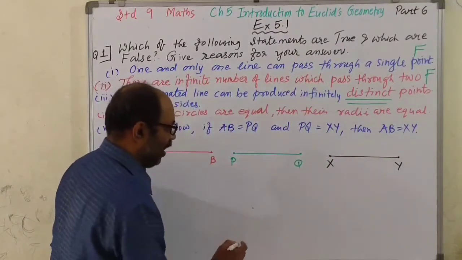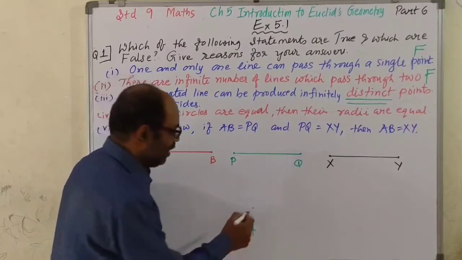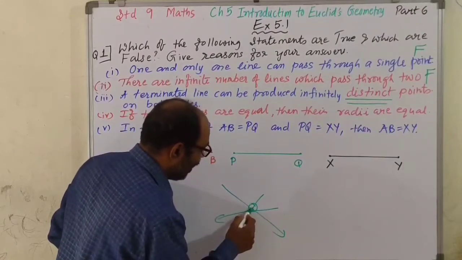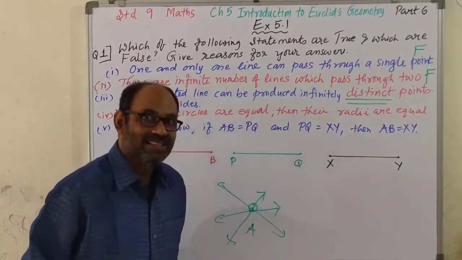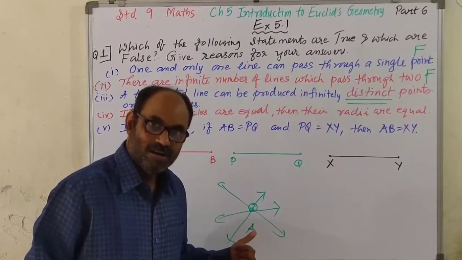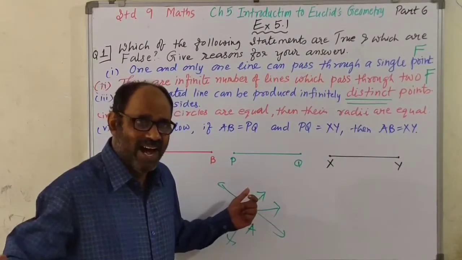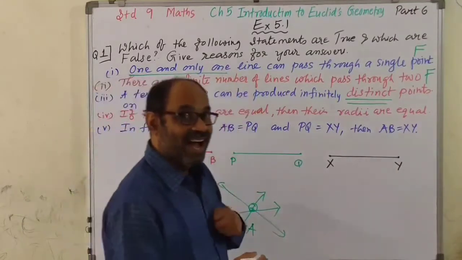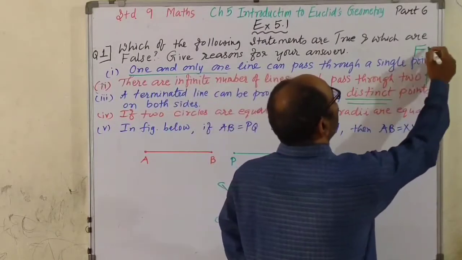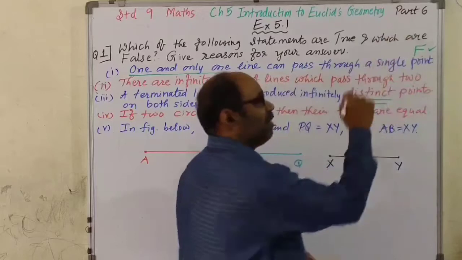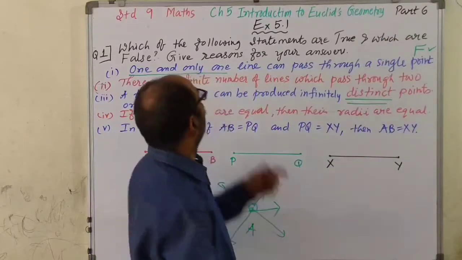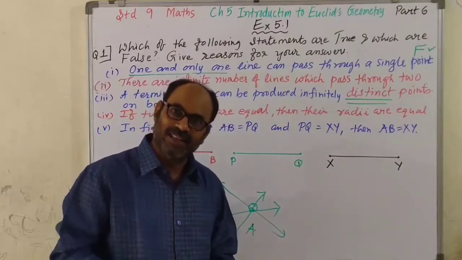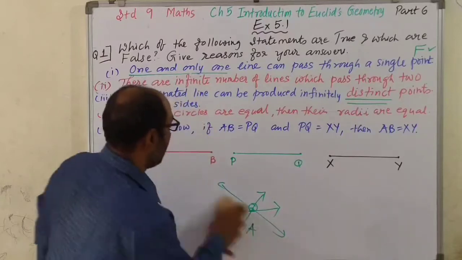You have a single point. Let's say this point is A. How many lines will pass through this A? 1, 2, 3. Correct? So how many lines? 3. Can you draw more? Yes. How many? Infinite. So one and only one line? No. Infinite lines. So this statement is false. I've already written it. Why is it false? Infinitely many lines can pass through a single point. That is the reason. Let's see the next one.